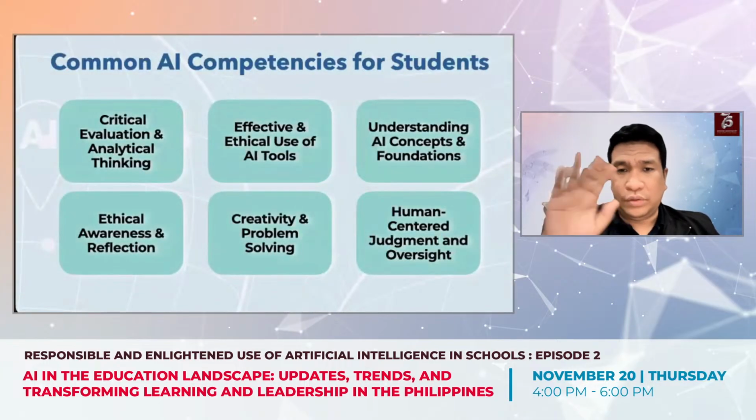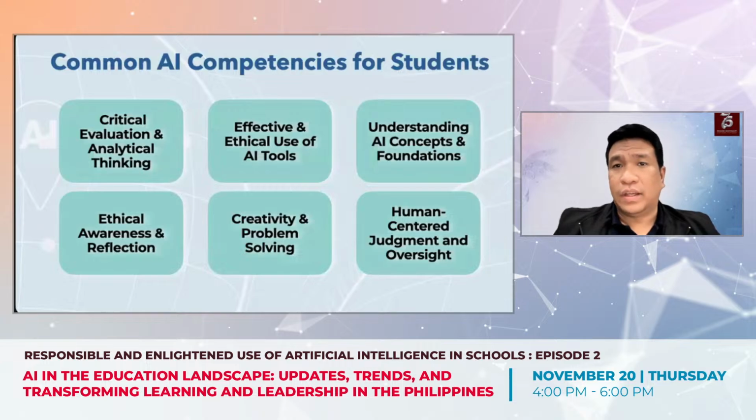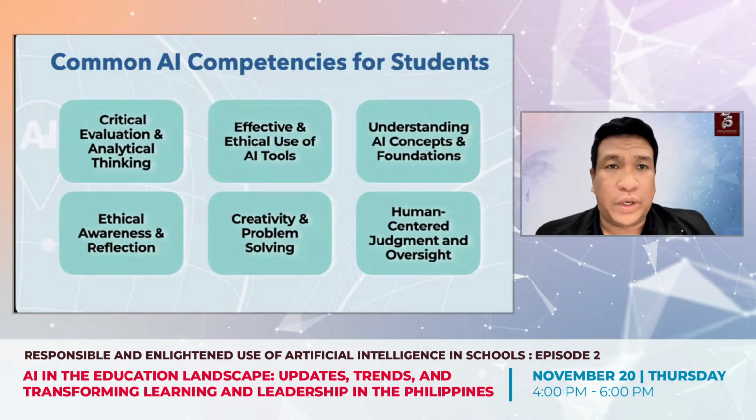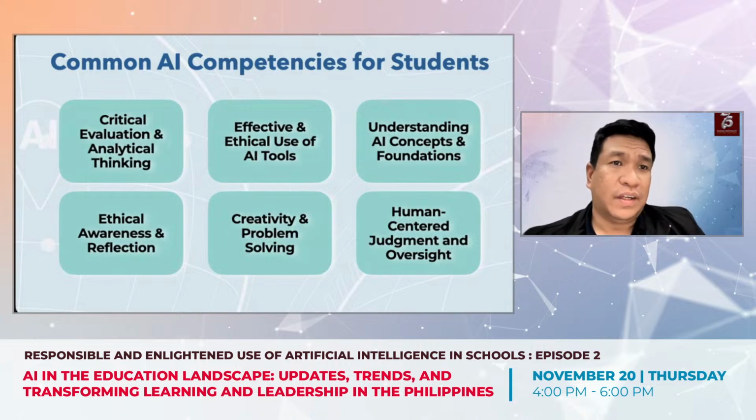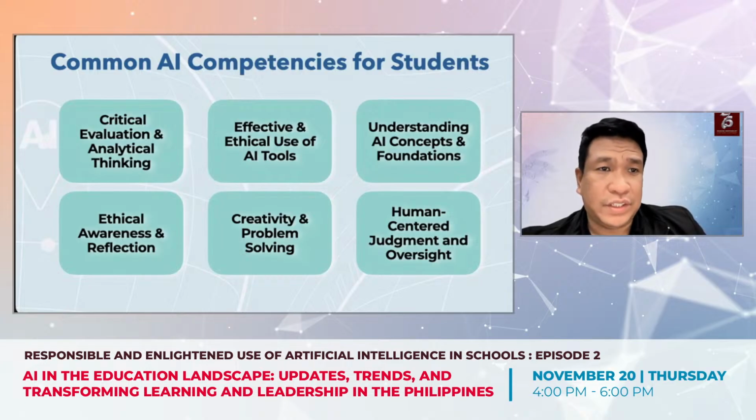When I look into these frameworks, there are six common competencies that they want students and even us by extension to be good at. Number one, critical evaluation and analytical thinking. We have effective and ethical use of AI tools, understanding AI concepts and foundations, ethical awareness and reflection, creativity and problem solving, human-centered judgment and oversight.